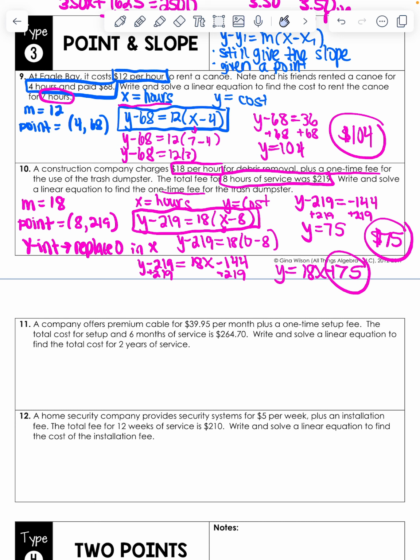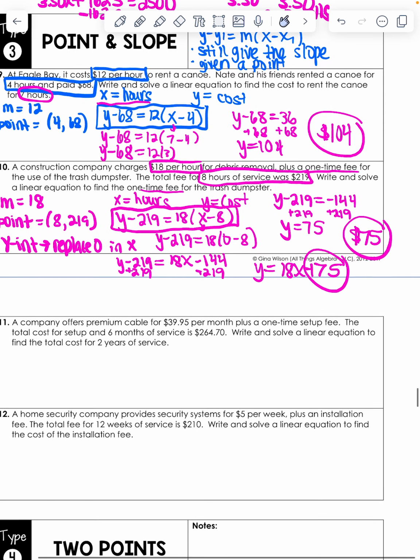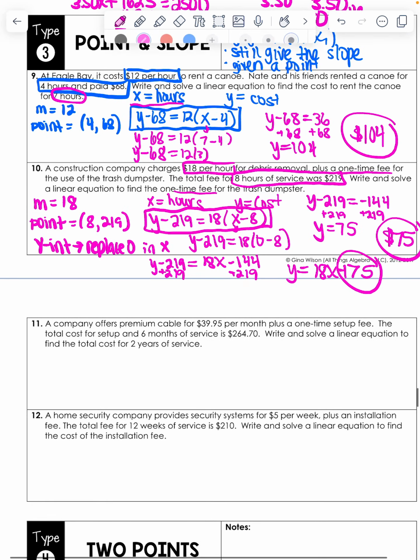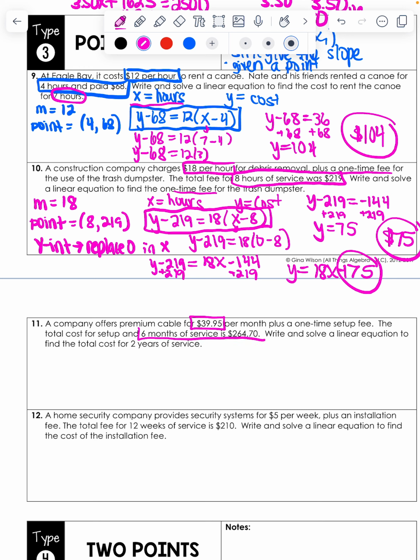All right, so number 11, they charge $39.95 per month. That's our slope. Plus a one-time setup fee. They don't tell us that. They tell us that in 6 months, the service is $264.70. So real quick, X is going to be months. Y is going to be cost. Our slope is $39.95, and the point that we're going to use is 6 months, it costs $264.70. So it's totally fine that we're going to have some decimals here. It's just going to make it a little bit more interesting.